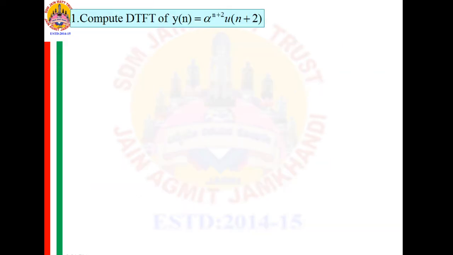So, we are supposed to find here the DTFT of alpha raised to n plus 2 u of n plus 2. So, to find the DTFT of this, we should first know the DTFT of alpha raised to n u[n], and then we shall use the time shift property of DTFT. So, what is then the DTFT of alpha raised to n u[n]? Can you guess? Can you tell? So, just check out what that is.